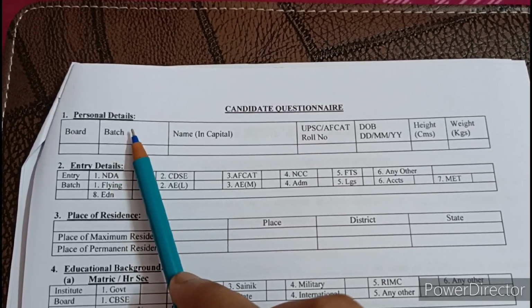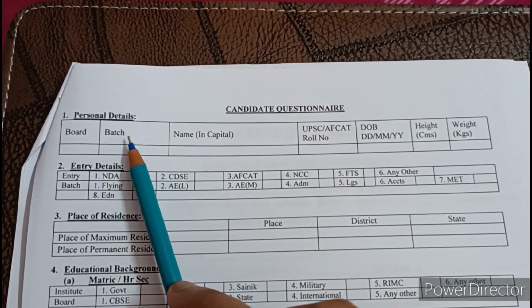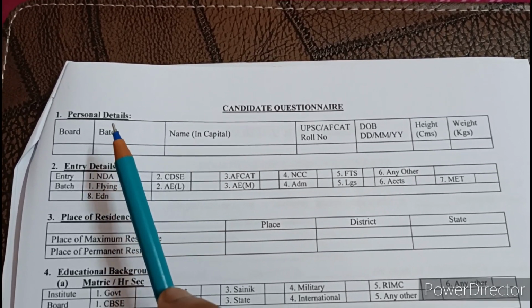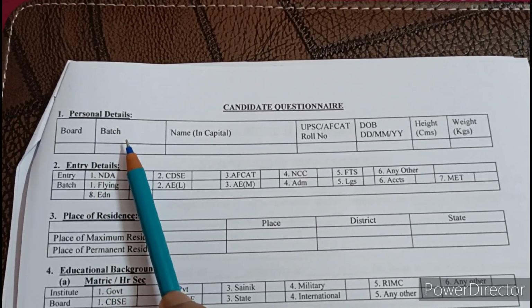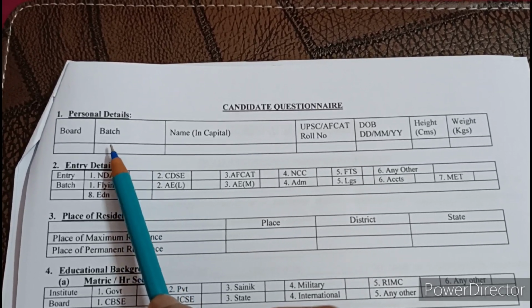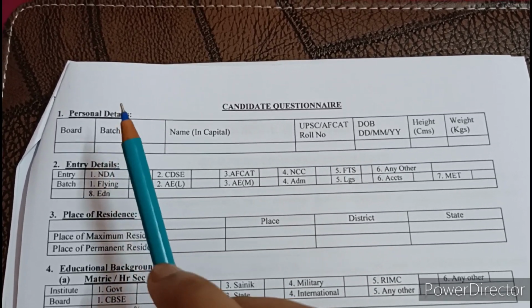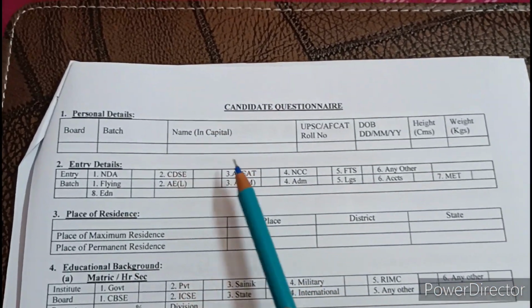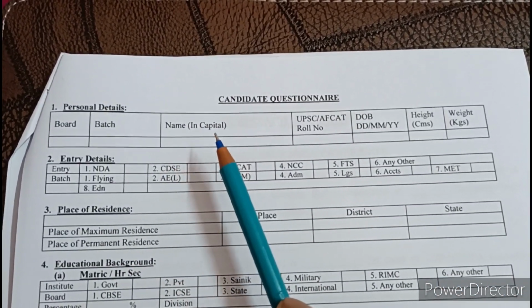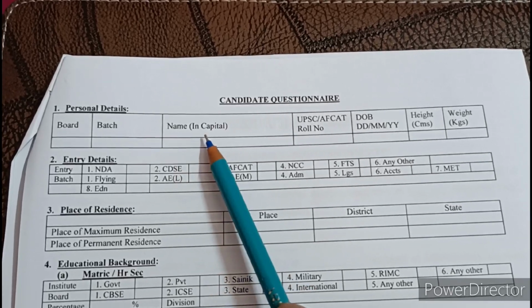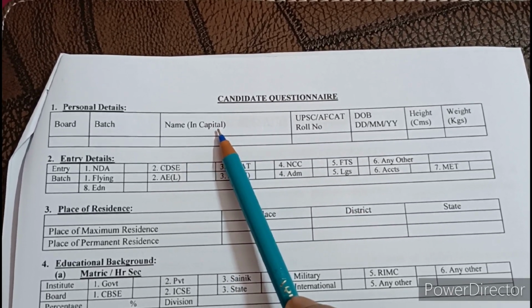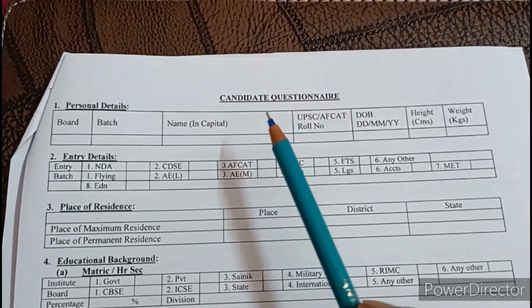Actually in Dehradun it is given beforehand in the email, but in Varanasi that doesn't happen. So if you are going to Varanasi, keep this blank. When you get it, you will write it, or if you are from some other board where you have already got it, then write it accordingly. Now you have to write the name in capitals. Make sure the name is what you have in the matriculation certificate. The same name should be written.